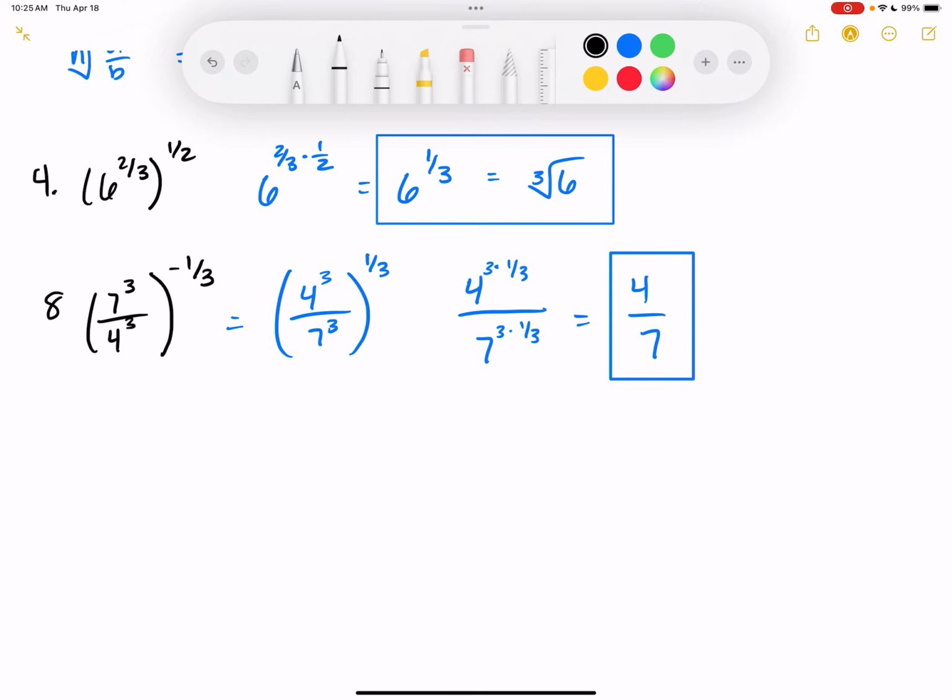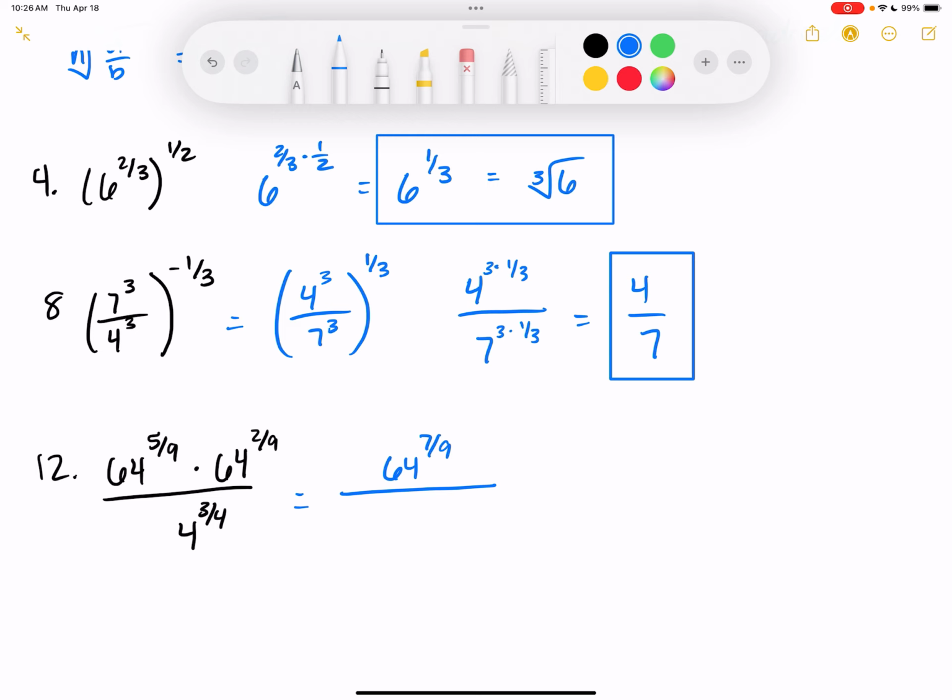Let's do one that's a little harder. Number 12: 64 to the 5/9 times 64 to the 2/9 over 4 to the 3/4. Any ideas what I should do first? Add the exponents on top. So that will give me 64 to the 7/9.